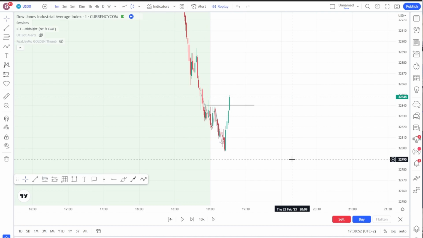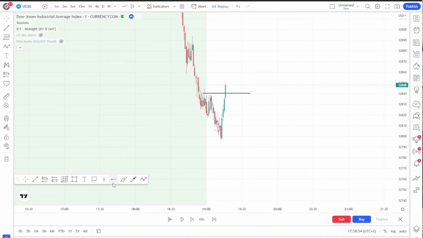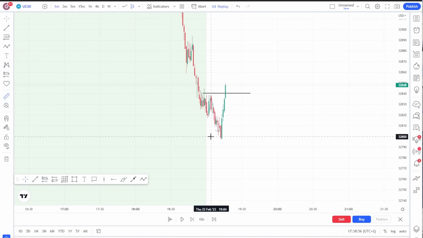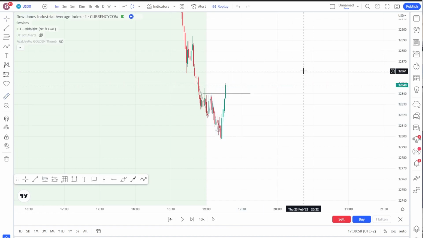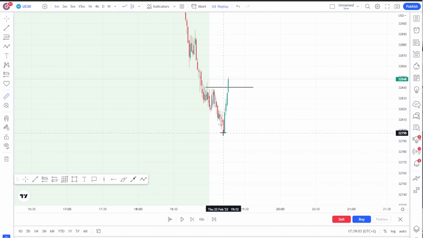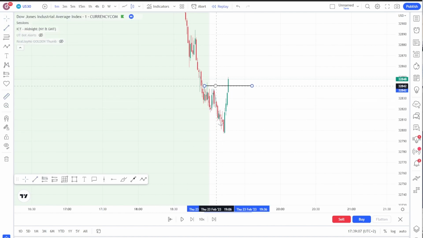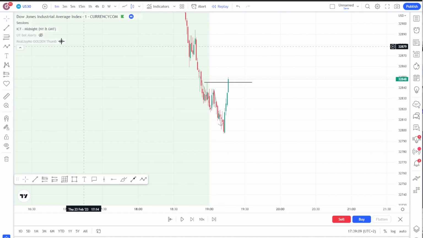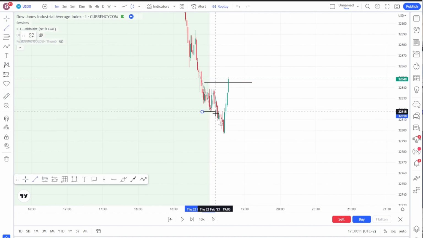Okay, so this is called a displacement. Now this displacement is what gives me a good confluence to say there is a momentum shift. The other confluence is that this high was taken here. Okay, there was a change of character. Now why was it a change of character? We had a pullback, like I just showed you. We had a pullback, like so. And a break of this low.